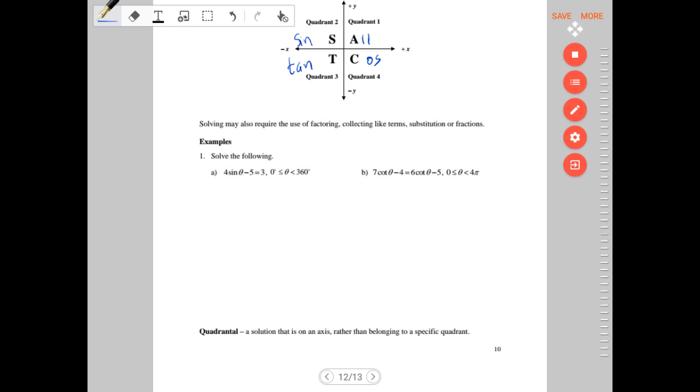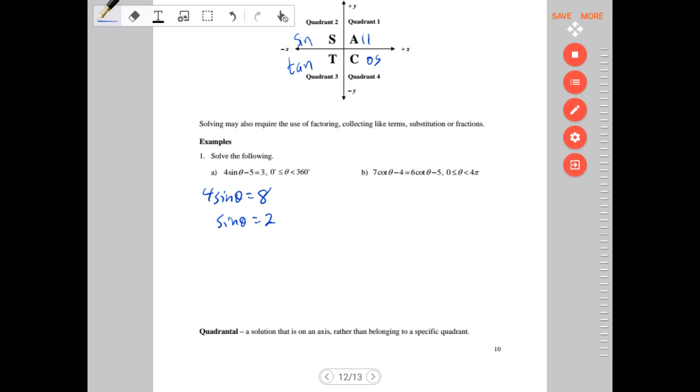Solve the following. 4 sine theta minus 5 equals 3. Our answer is between 0 and 360 degrees. Okay, so first thing again, we're going to get our trig function by itself. So I'm going to add 5 and then divide by 4. So that becomes 4 sine theta equals 8 and sine theta equals 2.